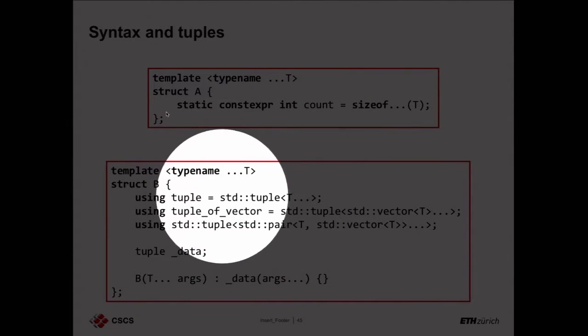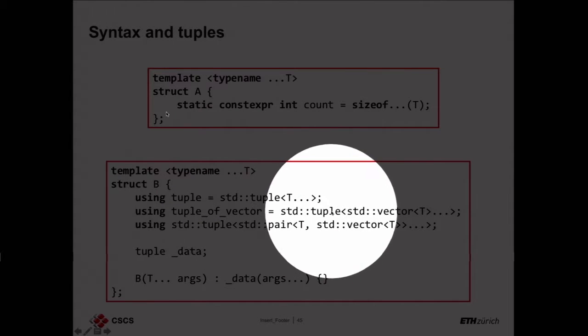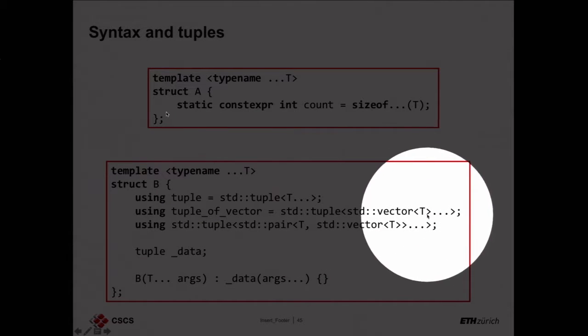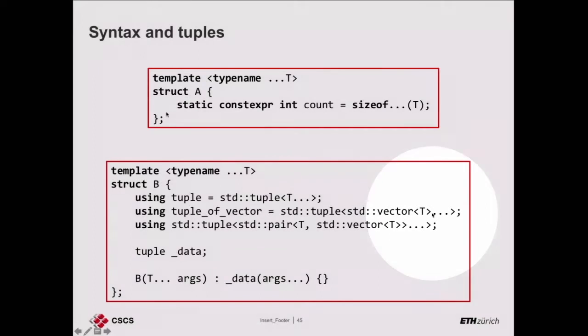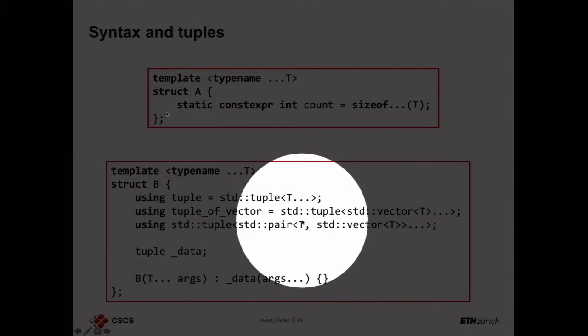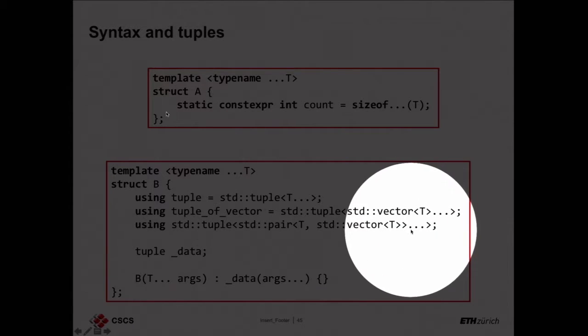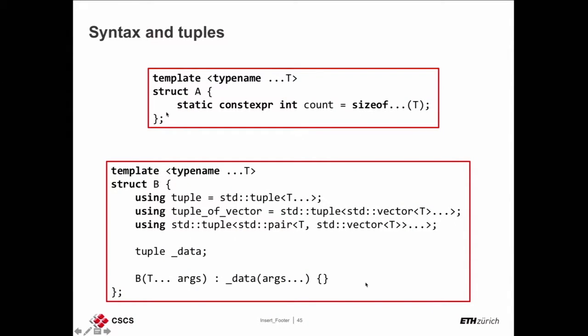And I can use a pattern expansion to create a tuple of vector of types. So I can create std::tuple of std::vector of type T and then expand it. So this will become std::vector of type 0, comma, std::vector of type 1, comma, std::vector of type 2. And I can make it as complicated as I want. I can actually expand T twice, right? I can make a pair of T and vector of type T, and I can expand it. It will be a pair of T0, vector of T0, T1, vector of T1, etc.